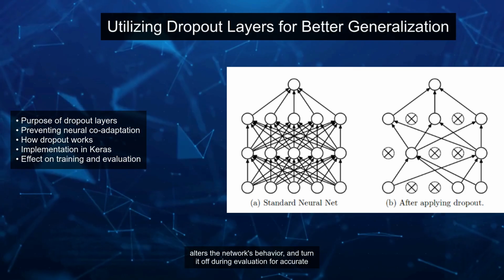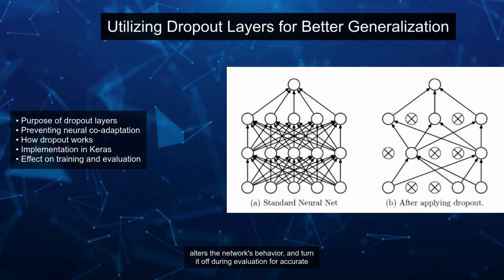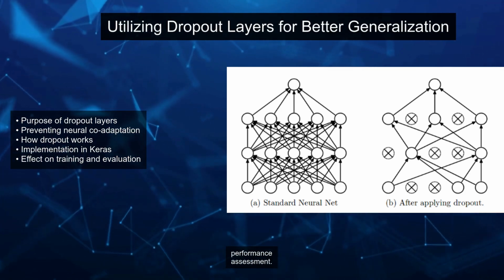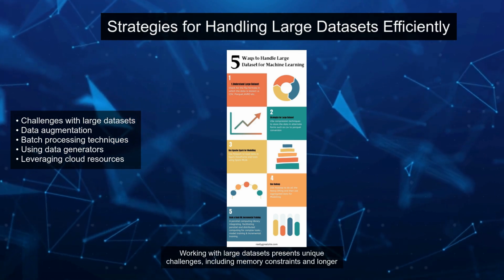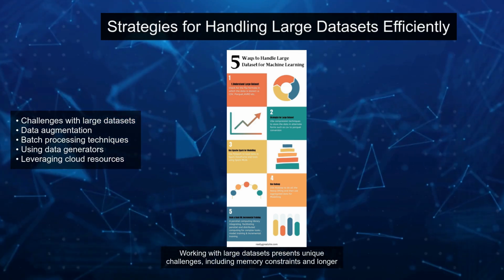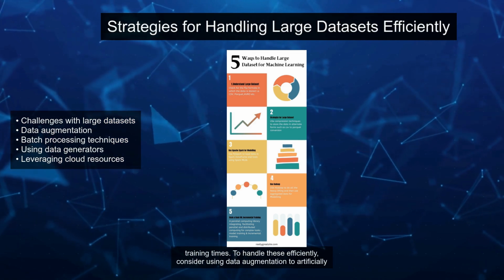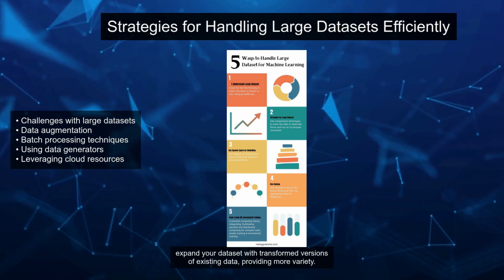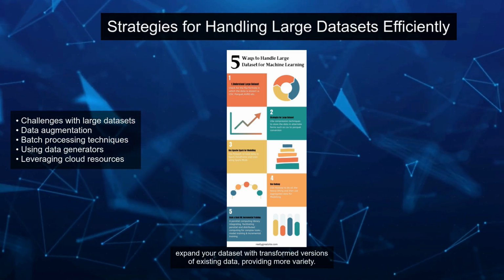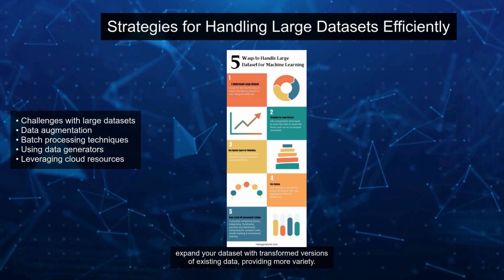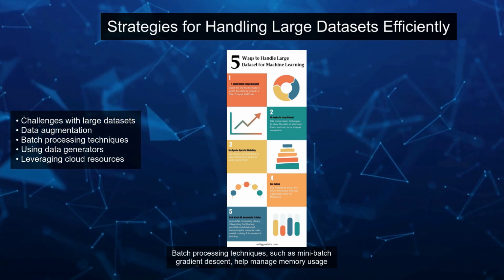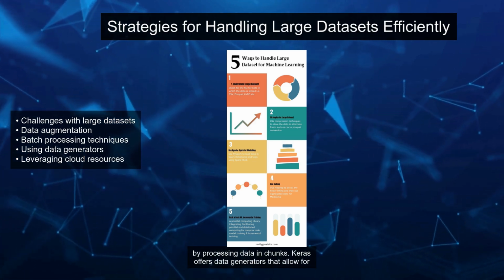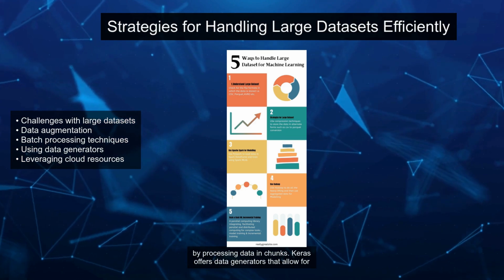Remember to only apply dropout during training as it alters the network's behavior, and turn it off during evaluation for accurate performance assessment. Working with large datasets presents unique challenges, including memory constraints and longer training times. To handle these efficiently, consider using data augmentation to artificially expand your dataset with transformed versions of existing data, providing more variety. Batch processing techniques, such as mini-batch gradient descent, help manage memory usage by processing data in chunks.